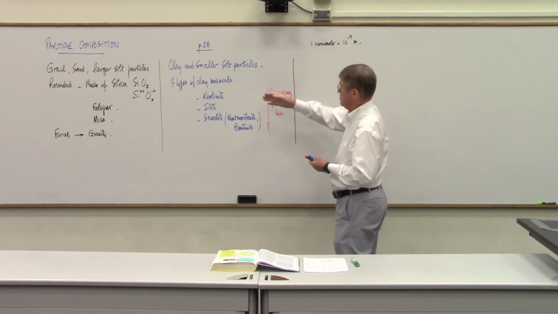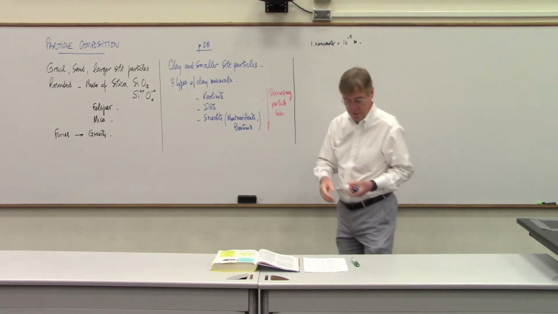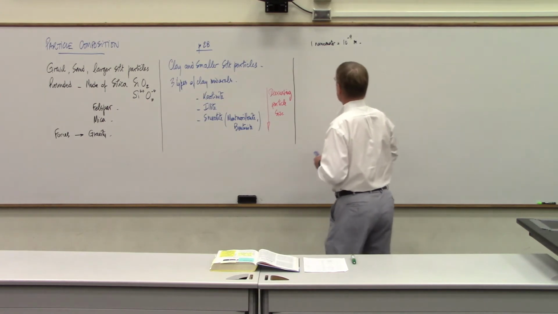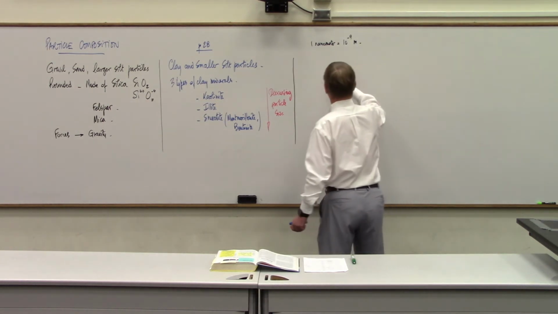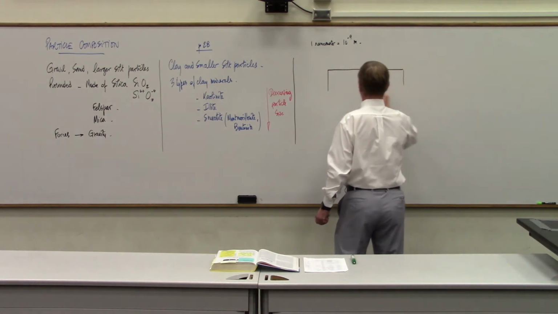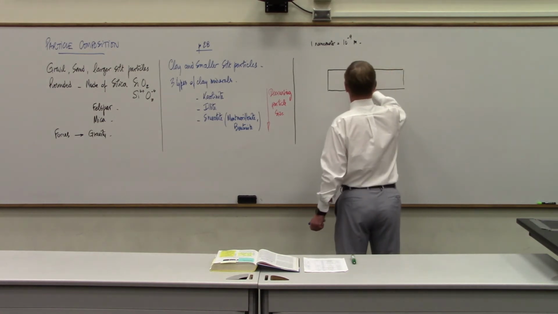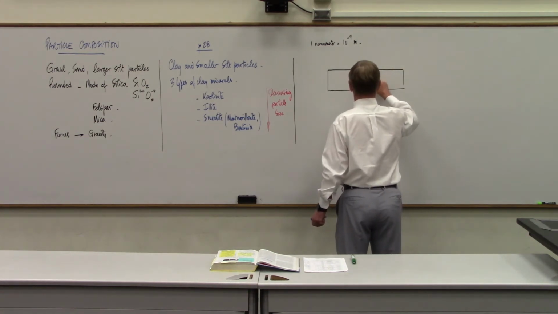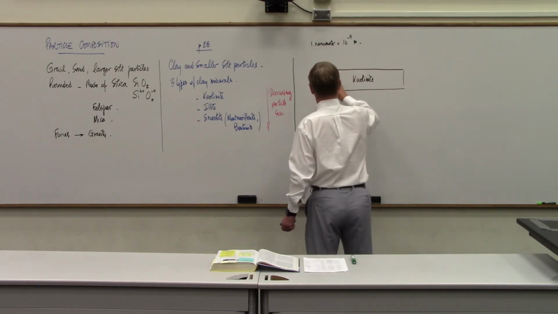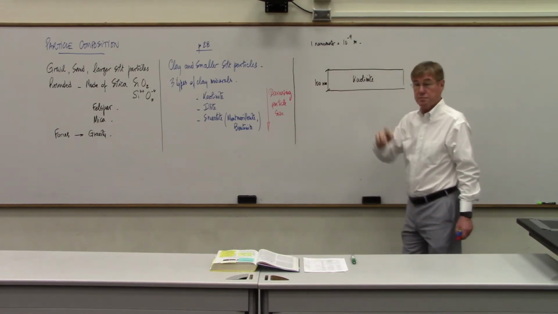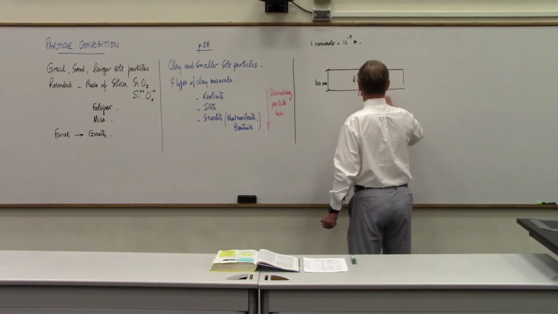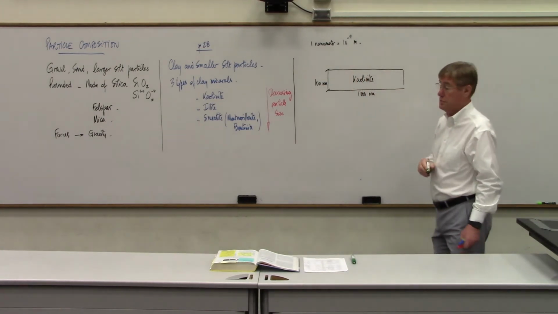Well, I'll start with the Kaolinite, which is the big one of these three minerals. And Kaolinite is, so I'll try to, so this is K-A-O-L-I-N-I-T-E. It's about 100 nanometers thick and about 1,000 nanometers long. Extremely small.